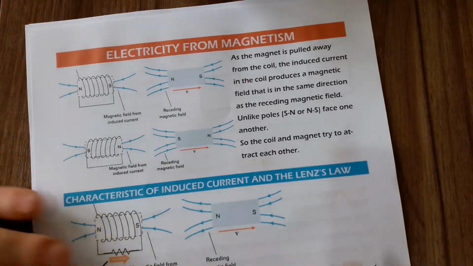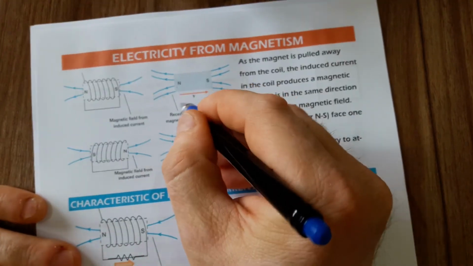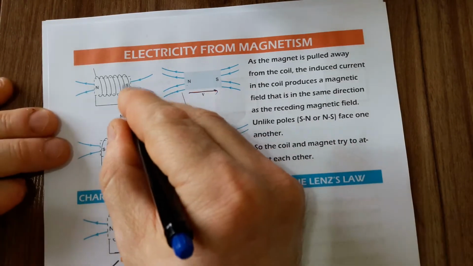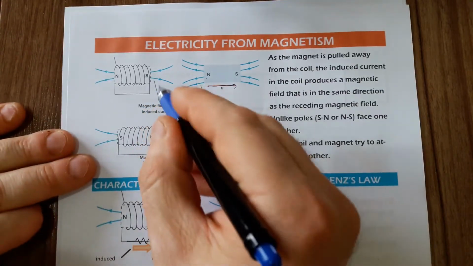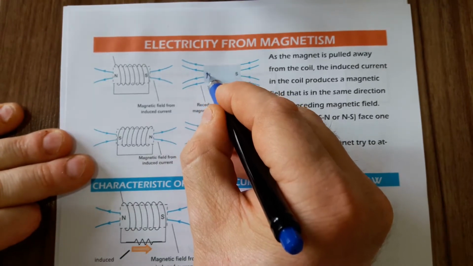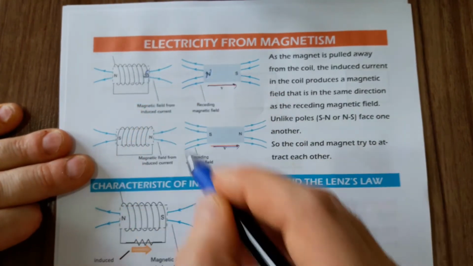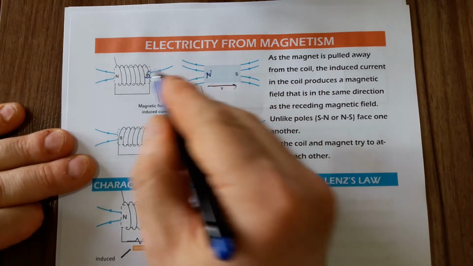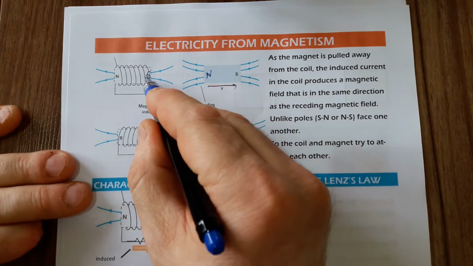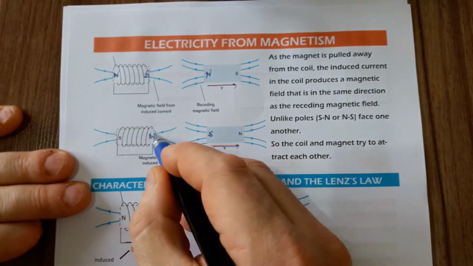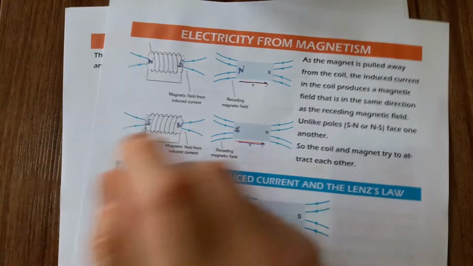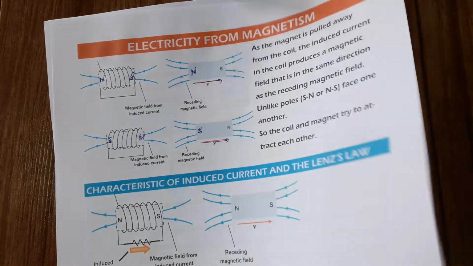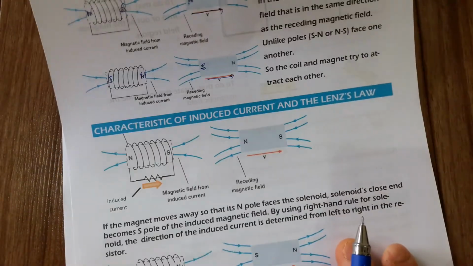But if the N pole of the permanent magnet moves away from the solenoid, or the S pole moves away, in this case the solenoid will make a magnetic field so that the N pole of the permanent magnet will face an S pole, or the S pole of the permanent magnet will face an N pole, and unlike poles will face each other. So if this is S, that will be N. If this is N, that will be S. So according to this, now we can find the direction of the electric current on the solenoid.